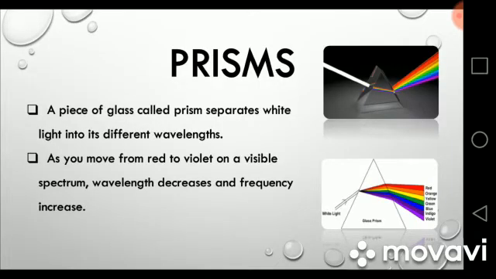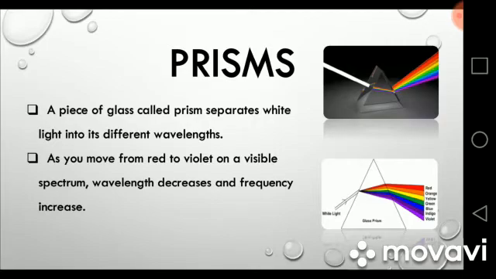Prism: white light is made up of 7 different colors, and these colors are different due to their difference in wavelengths. A prism is a piece of glass that separates the white light into its different wavelengths, meaning it separates the white light into different colors. When white light passes through the prism, it separates into 7 different colors. As you move from red to violet on a visible spectrum, wavelength decreases and frequency increases.